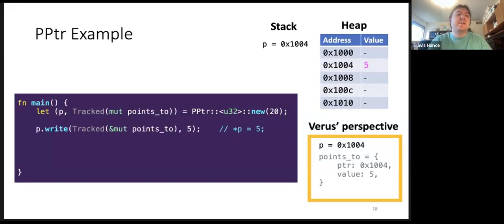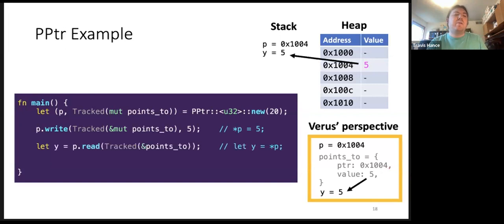If you were to write to p, say here we're writing 5 into p, you can see it gets updated up on the heap. That's what happens in real life. And in Verus's perspective, it's actually the points to object that's getting updated. The value pointed to by the pointer is getting updated to 5. If we were to perform a read from the pointer, here we're reading into the variable y, we can see obviously 5 gets copied from the heap into the stack. And in Verus's perspective, the value from the points to gets copied into this new variable y. And if you were to then go ahead and assert that y equals 5, Verus would say, yeah, that checks out. That checks out for any possible execution.